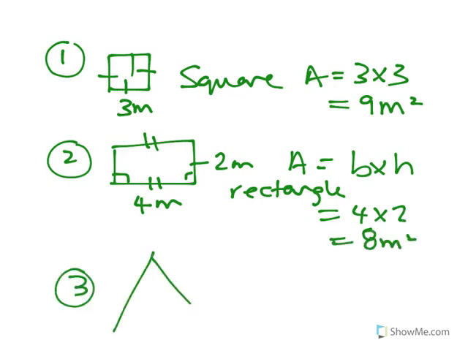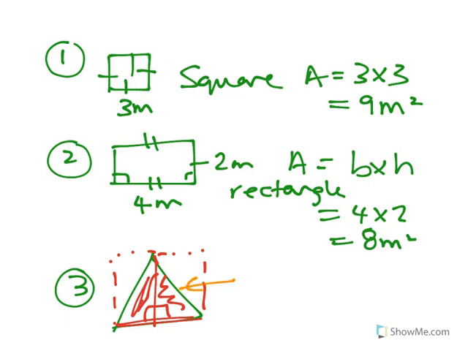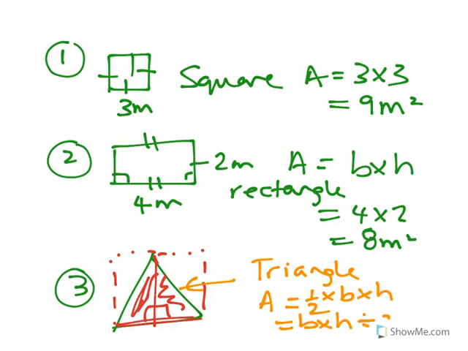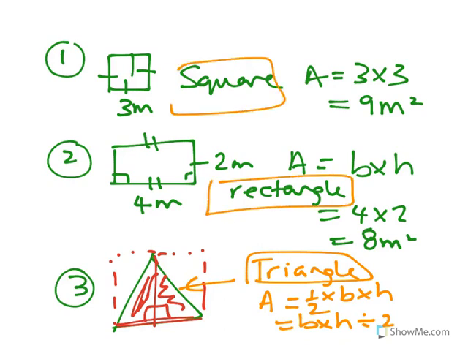Then you've got the triangle. Remember we discovered the area of the triangle by cutting out. Some of us did that really well, especially the group that were with me. There were some kids who did that really well. So the area of the triangle is basically half the area of the rectangle. You can remember it as a half times base times height, or you can remember it as base times height divided by 2. Just make sure that you've got these 3 formulas in your book.